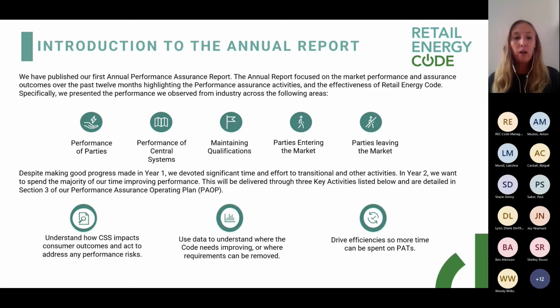So what I've pulled out finally on the bottom of the screen here is how we have reflected on our progress made in year 1, and how we did devote a significant amount of time on transitional and other activities, whereas in year 2 we really want to spend the majority of our time improving performance, and we've listed here some key activities that we're going to do to be able to do that. So it's things like understanding how CSS impacts consumer outcomes and acting to address any performance risks. We'll also be using data to understand where the code needs improving, and also driving efficiency so more time can be spent on applying those techniques.